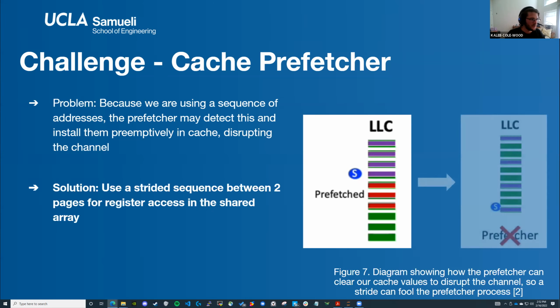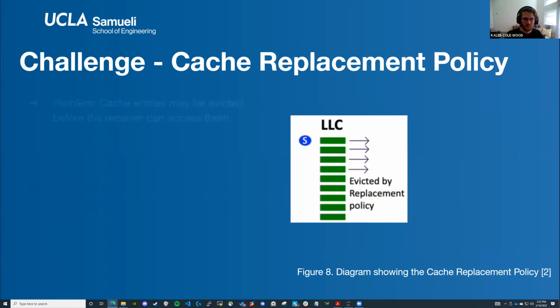As a result, we choose to vary the pattern at which we send these addresses. Specifically, the paper chose a stride of 3 over 2 pages in order to fool the prefetcher so that no addresses are pre-allocated. And then the last challenge that they encountered was with the cache replacement policy, where cache entries are evicted before the receiver can access them.